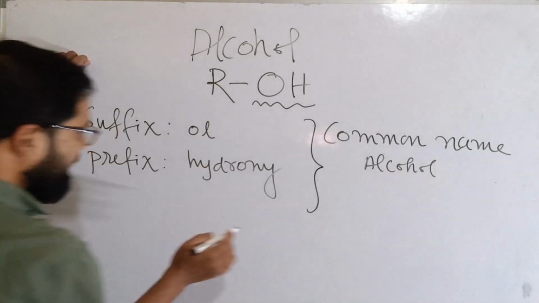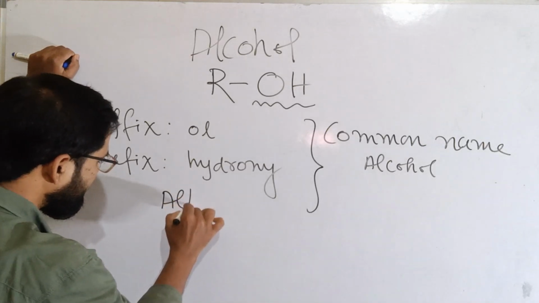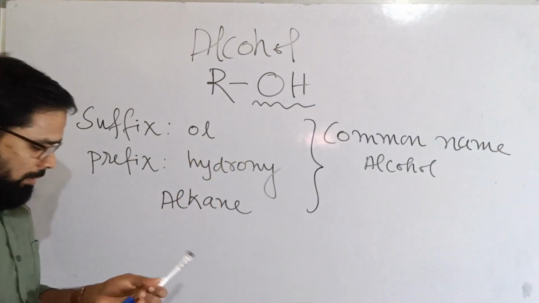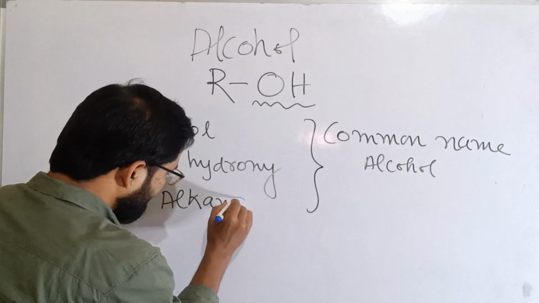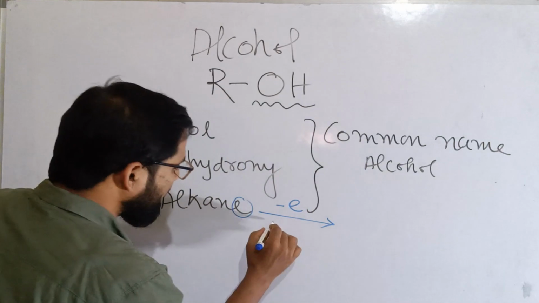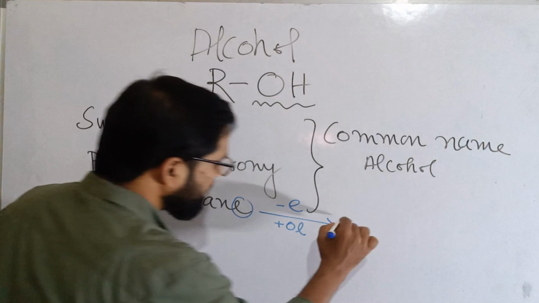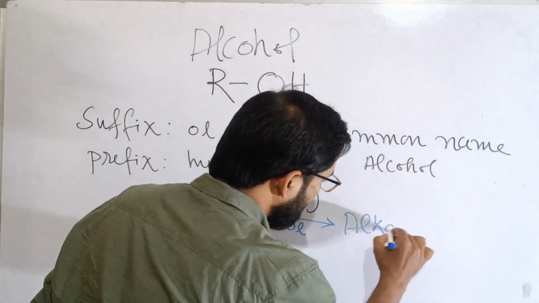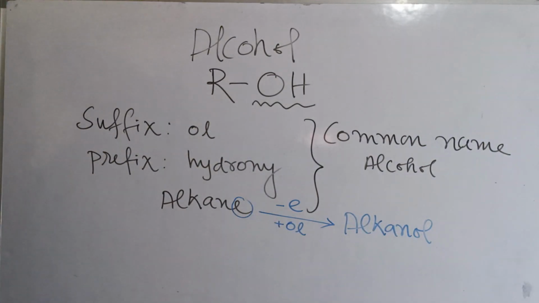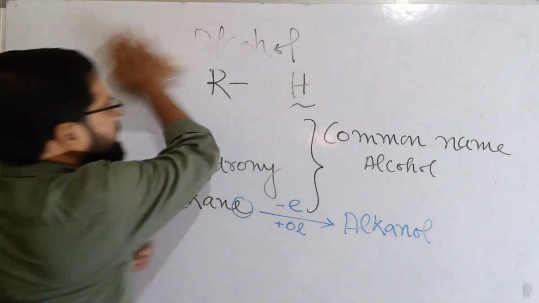So what will be the process to write the name? In case of alkane, just remove the E. So here you have to remove E and add OL. That will be alkanol. Clear? Let's see an example, then it will be clear.